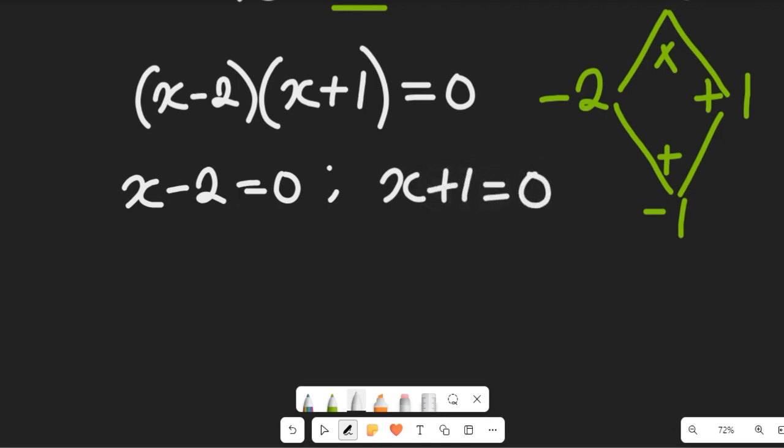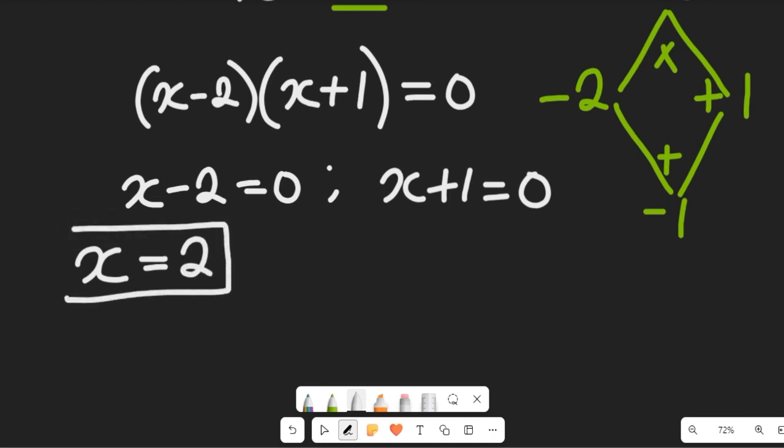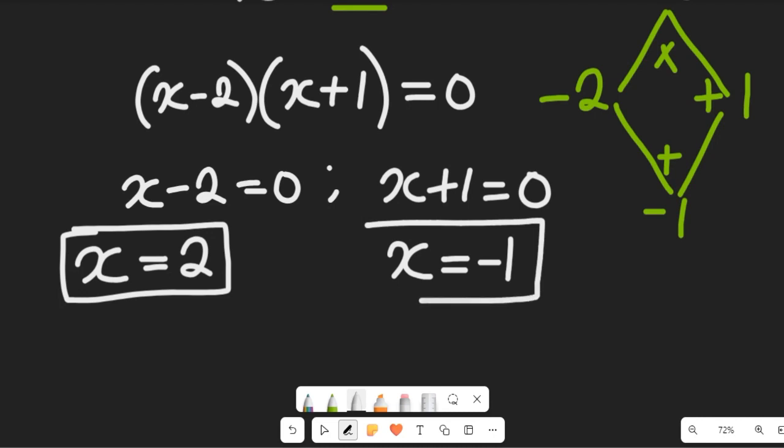So from here, if we add 2 to both sides, we'll have x equal to 2 as the first solution to that expression. While on this side, if we subtract 1 from both sides, our x will be equal to -1, which is the second solution to that expression.